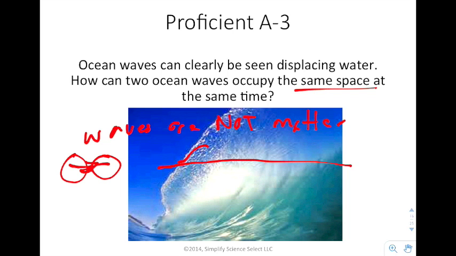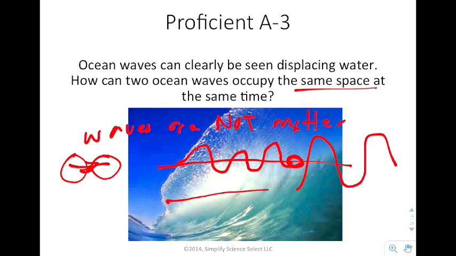Instead, what you have are waves that are moving, and they do move the matter. But if I have two waves, they can meet at a particular point and they can occupy the same space at the same time. When they do, okay, they interfere or they have superposition. And we're going to go into more of that detail in just a minute. But it's because waves are not matter, they are energy.